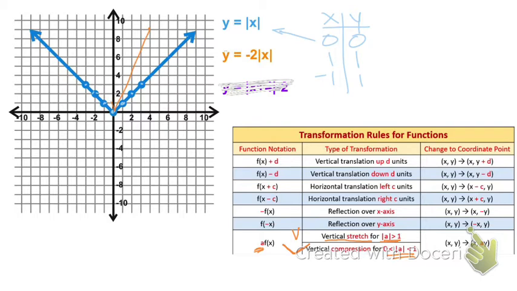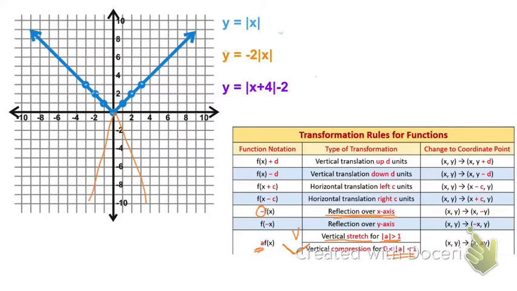If you want to know exactly how narrow, then you can make an XY table. And then also it's multiplied by a negative number. Being multiplied by a negative number reflects it over the x-axis. So it became more narrow and it flipped over the x-axis. So that's approximately what this one's going to look like.